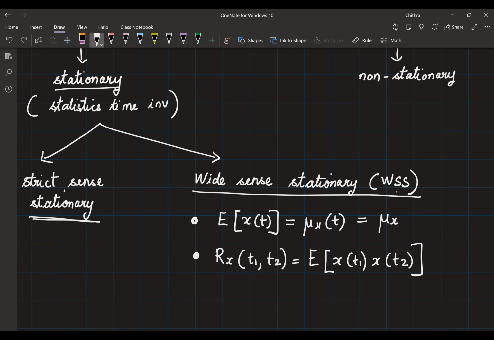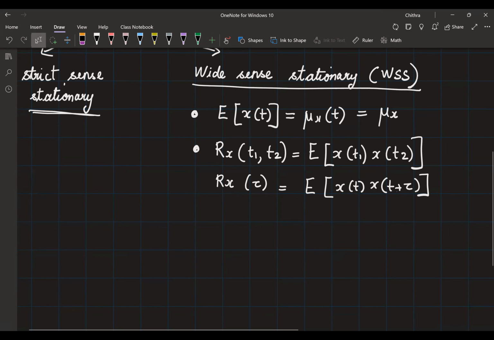Now, if this is time invariant, what it means is that I could choose t1 and t2 such that t2 minus t1 is a constant. Now, if I translate this on the time axis, the autocorrelation will not change. So basically, autocorrelation is now a function of t2 minus t1, only the difference between the two. So this is often written as rx of tau. So this is expectation of x of t into x of t plus tau. So this tau is sometimes called a lag variable.